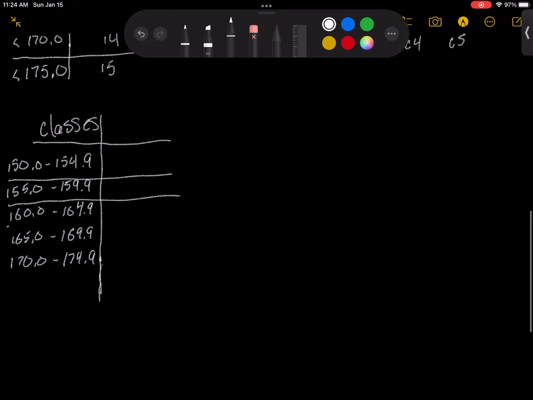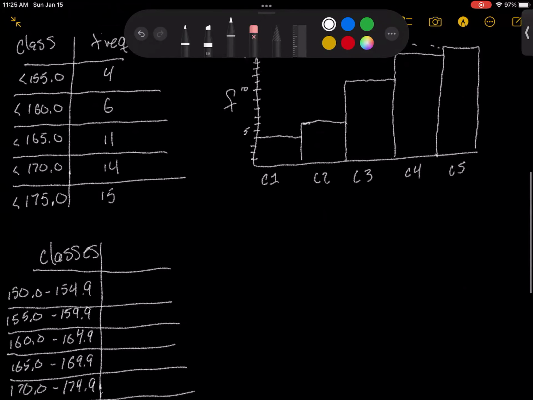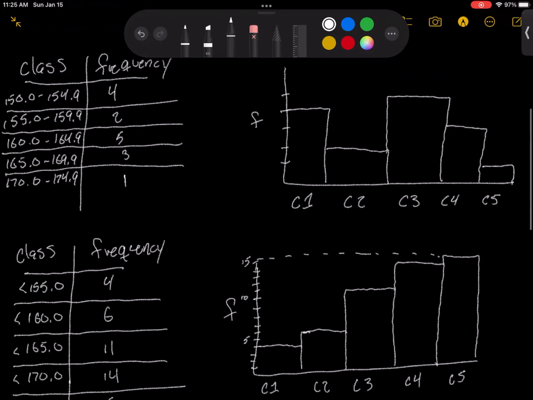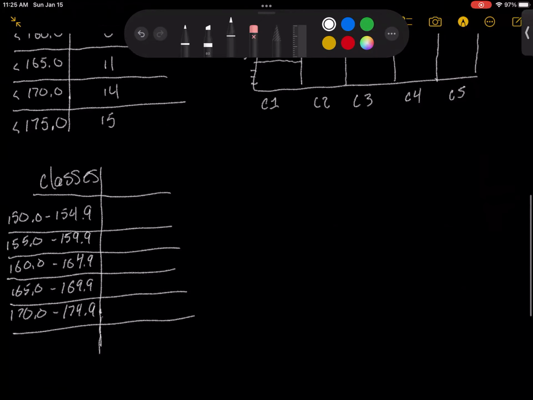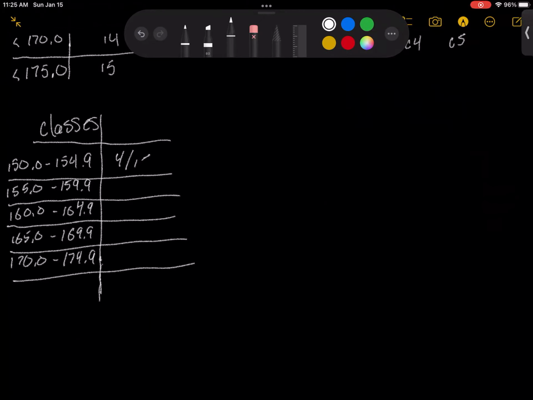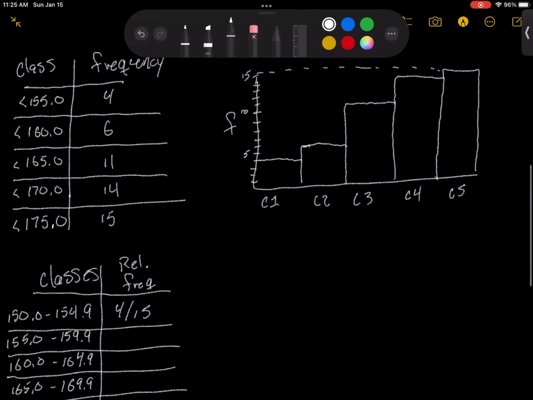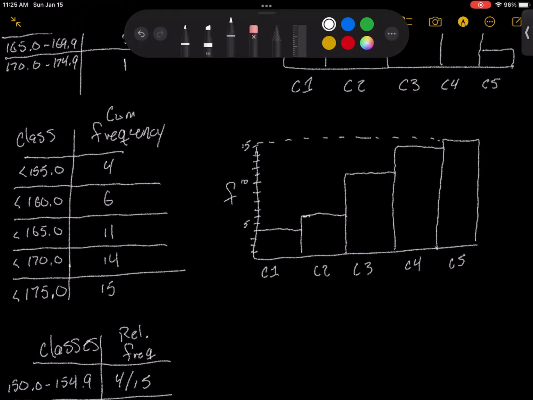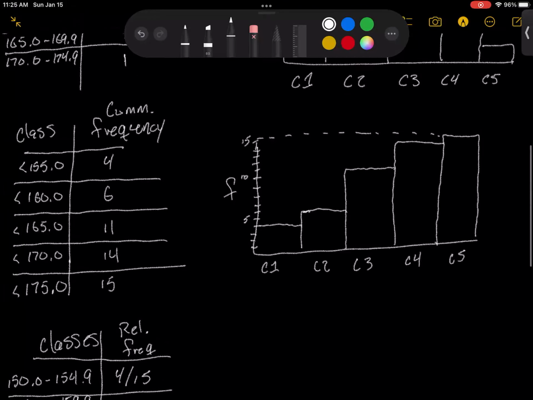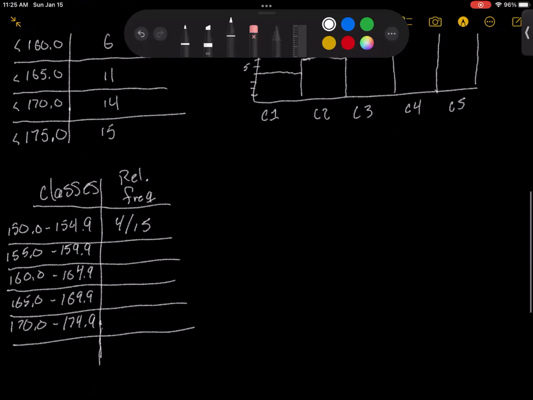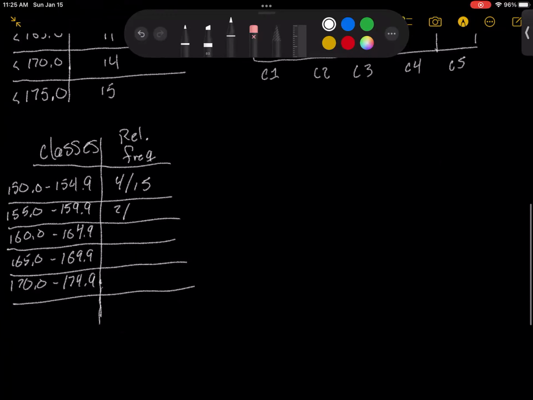For a relative frequency distribution, it's exactly what it sounds like. We want to find out the size of each data class relative to how many data points we have. So in the first class, we had 4 people. So relatively, it's 4 out of the 15 total. So this is relative frequency. In fact, let me amend our second class. For our second data class, we added 2 people. So this is 2 out of the 15.